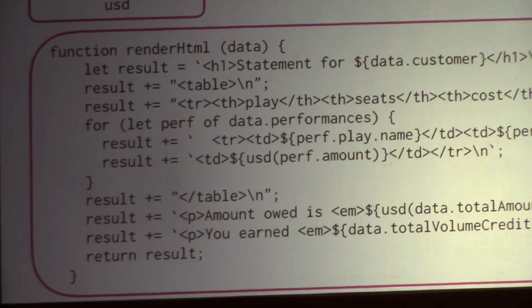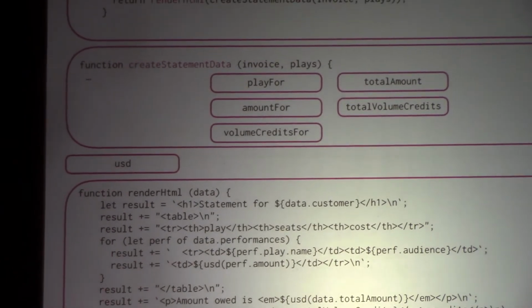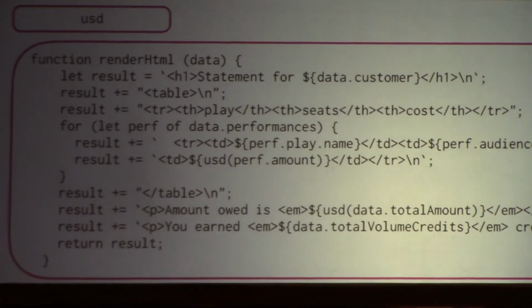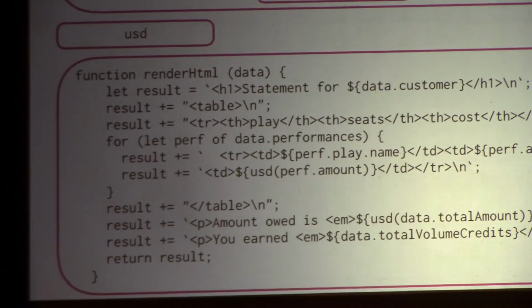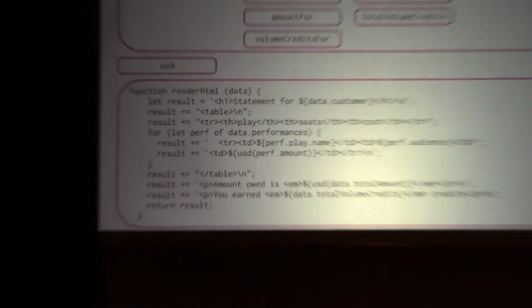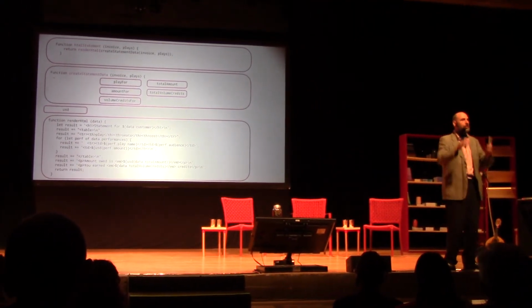You'll notice as part of this I lifted that little USD calculation function to the top level so that it could be used easily by the HTML and the plain text versions. But that's basically the story. And the key thing to remember here is all of those steps that I took were small refactoring steps. Even a big refactoring like split phase is really broken down into small individual refactorings, each of which you can do and the program still works.